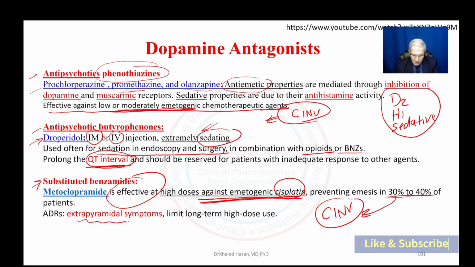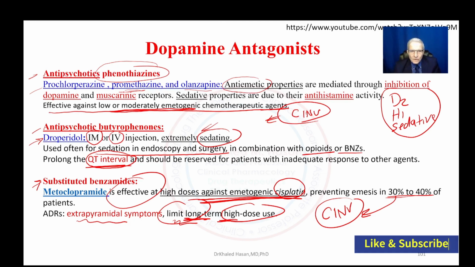Metoclopramide may cause extrapyramidal symptoms, which will limit its use for long-term treatment or with high doses. So long treatment or high doses may cause extrapyramidal effects with metoclopramide.